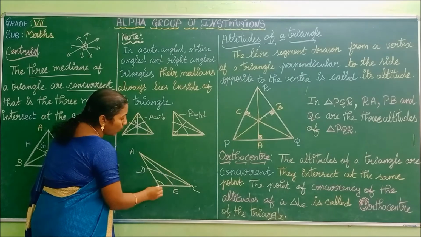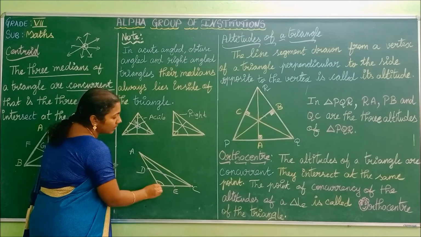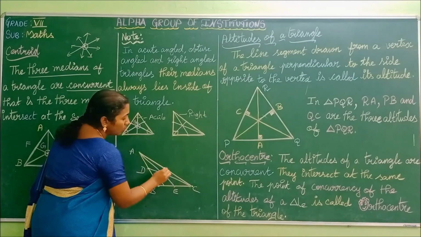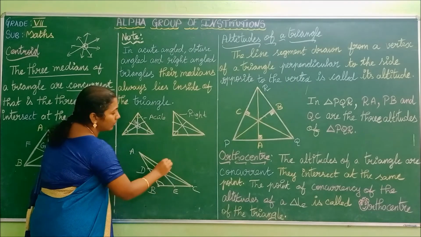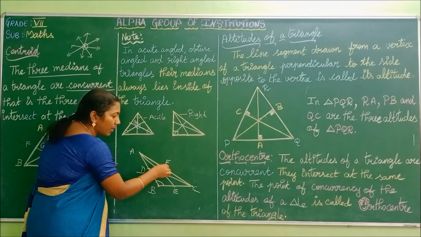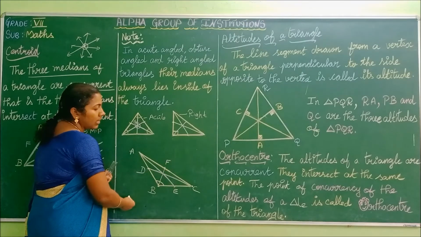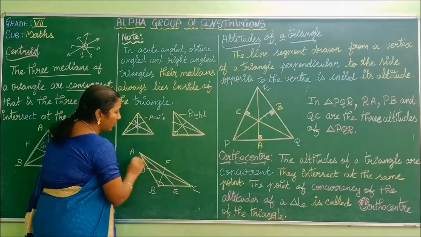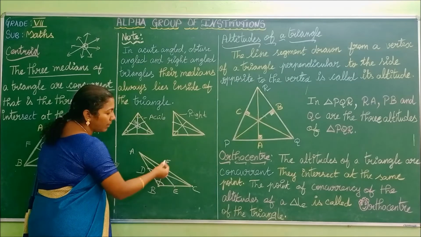Similarly, which is the opposite side of the vertex B? AC. So this may be the midpoint of the side AC and name it as F. Now we are going to join the midpoint to its opposite vertex. See, these three lines. What are the three lines? How can we name them? The medians.